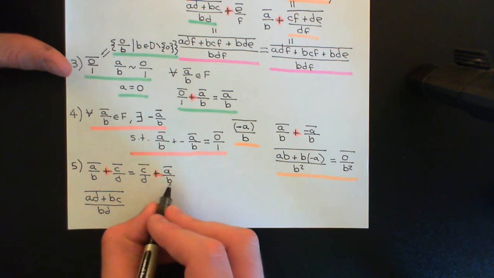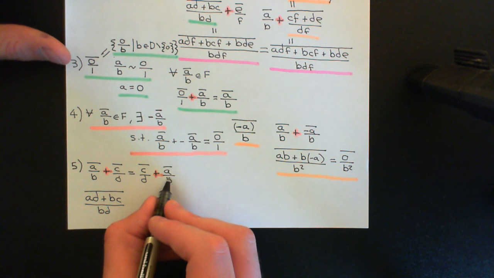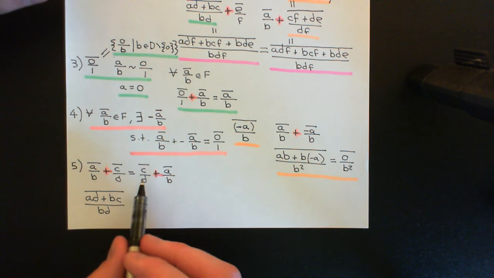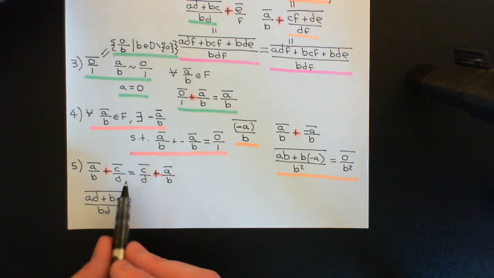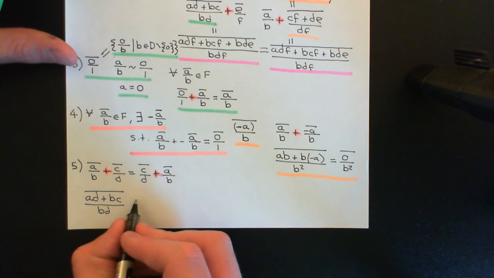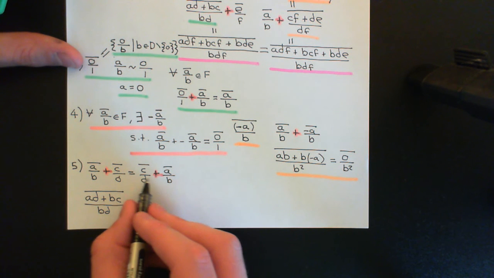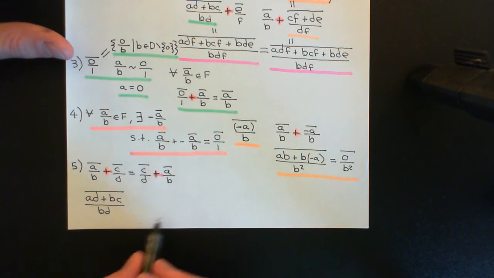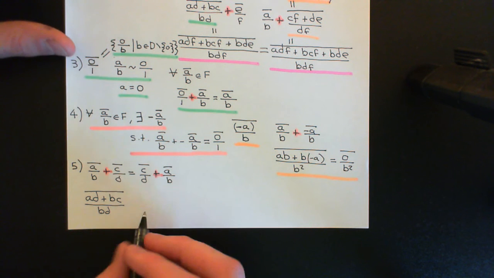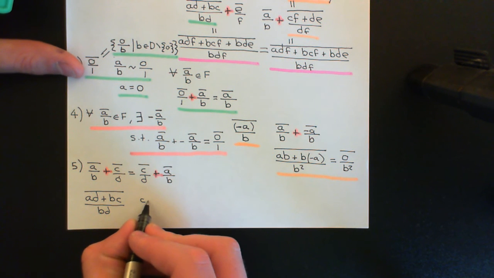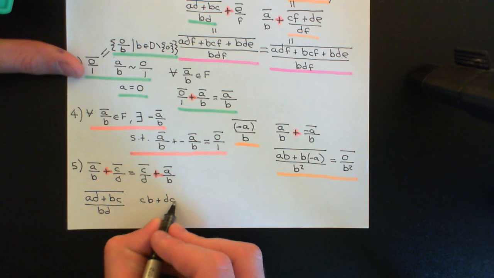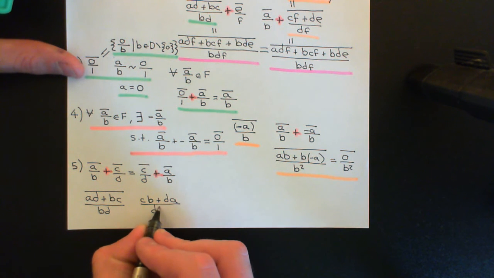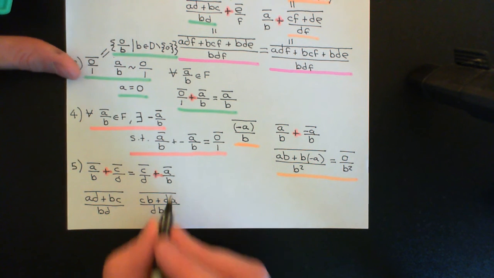Then on this side, again, I take a representative from here, take a representative from here. You could take any representatives, but why on earth would you take anything but the same representatives you took over here? And then if you add them together, what you want to do is add the two representatives together, produce this new fraction from them, and then take the equivalence class that contains that. So the new fraction you'll get is c times b plus d times a over d times b, and then you'll take the equivalence class that contains that.